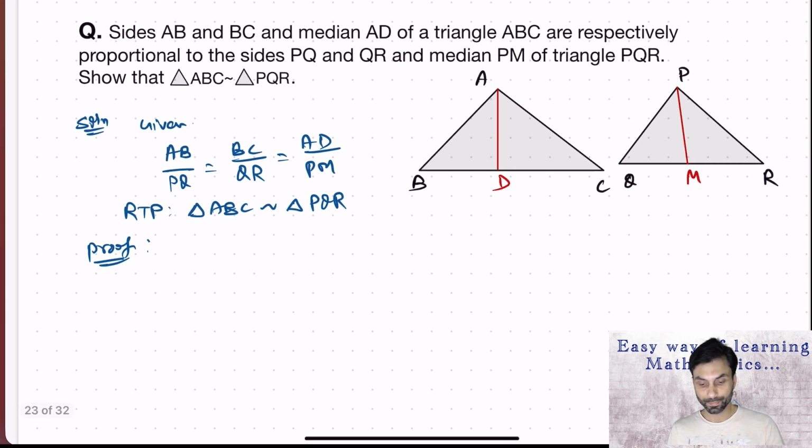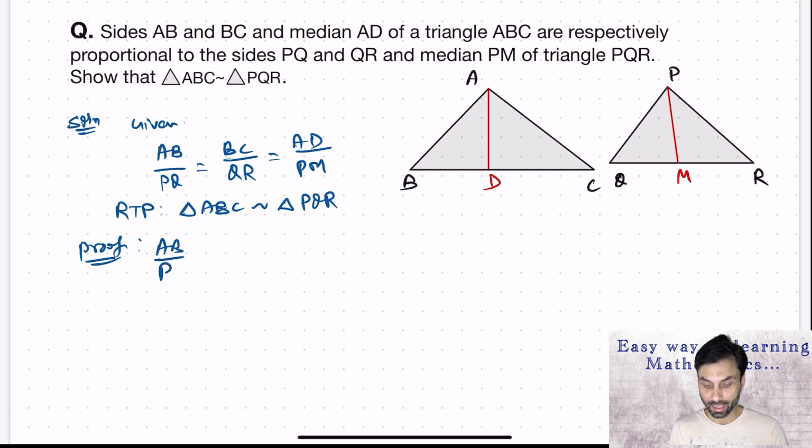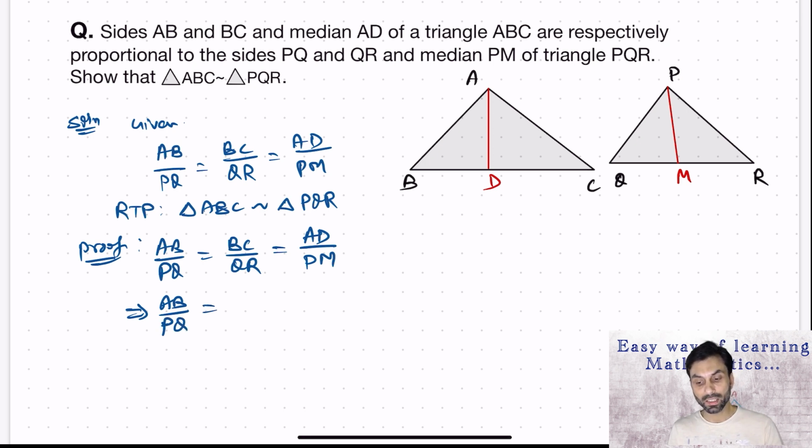In order to prove it, we'll take the given statement, that is AB upon PQ equals BC upon QR equals AD upon PM. Now since AD is the median, that means D is the midpoint of BC. So we can write BC as 2 times BD. And in a similar way, M is also the midpoint of QR.